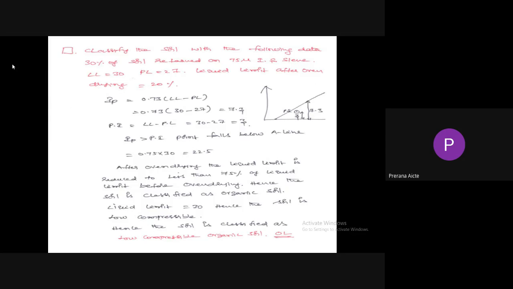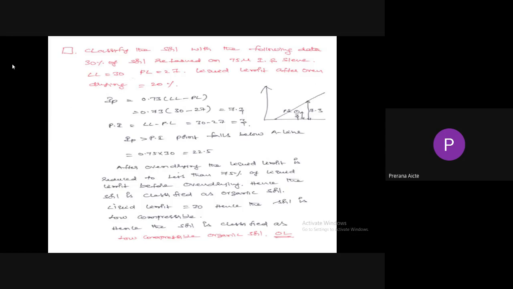Next, classify the soil with the following data. 30% of soil is retained on the 75 micron IS sieve, which means 70% of soil passes through the 75 micron IS sieve, so it is called fine grained soil. Liquid limit equal to 30%, plastic limit equal to 27. Liquid limit after oven drying equal to 20%, before oven drying equal to 30. First find the height of A line: 0.73 times (liquid limit minus 20).